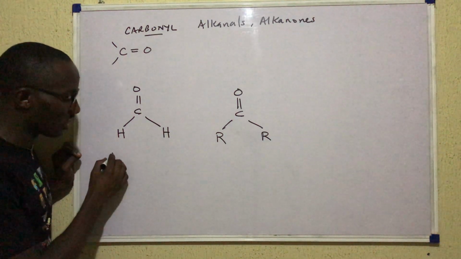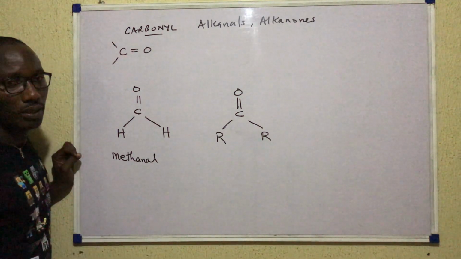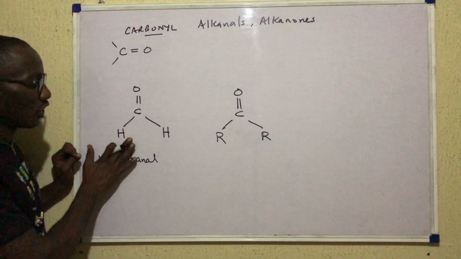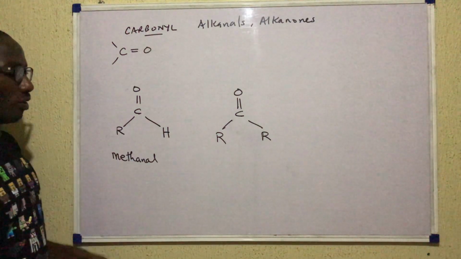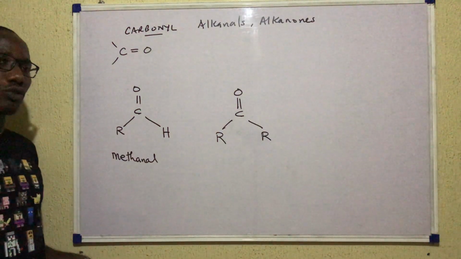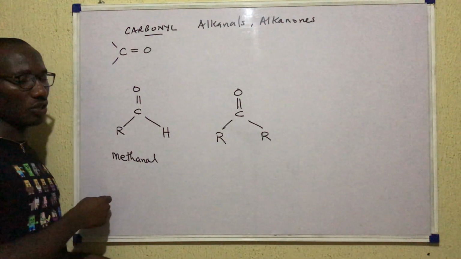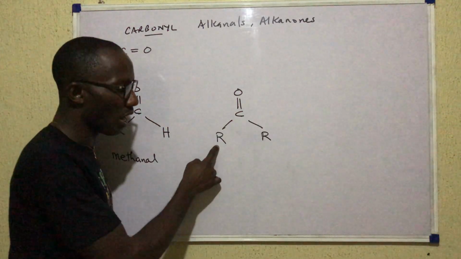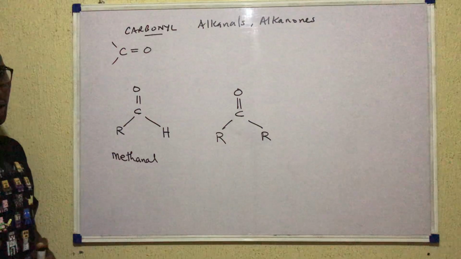When you have the simplest alkanal called methanal. But apart from methanal, in all other alkanals, this is R. So it means therefore that the general formula for alkanals will be RCHO, whereas the general formula for alkanones will be RCOR. So those are their general formulas.